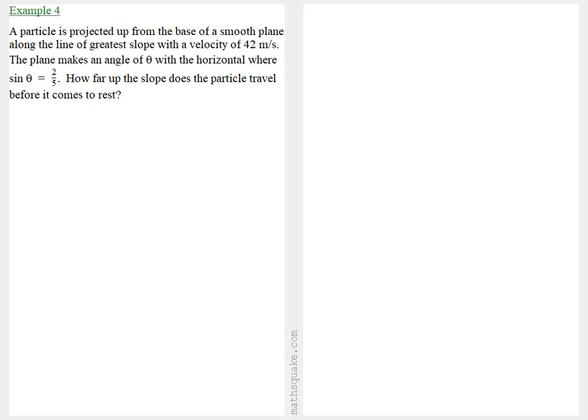In example 4, we're told a particle is projected up from the base of a smooth plane along the line of greatest slope with a velocity of 42 meters per second. The plane makes an angle of theta degrees with the horizontal, where sine of theta is 2/5. How far up the slope does the particle travel before it comes to rest? Well, to solve this, assume the particle has mass m and comes to rest at a vertical height h.